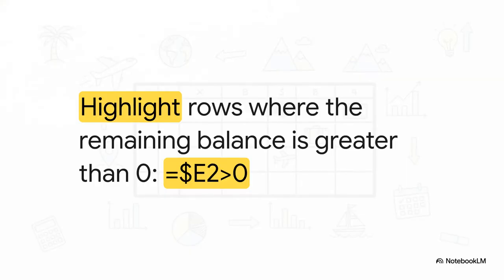Next up, conditional formatting. We want the important stuff to literally pop off the screen. The whole point of a travel agency is to collect money, right? So we want any booking that still owes us cash to instantly turn red. You select your rows, go to conditional formatting, create a new rule, and use the formula equals $E2 is greater than 0. That $ locks the column so the entire row highlights. Instantly, management knows exactly who they need to call to collect payment.